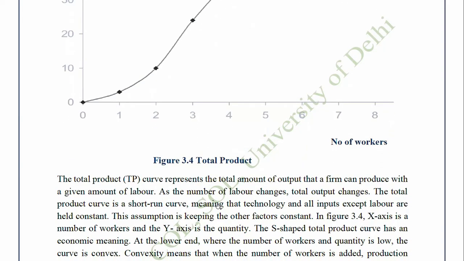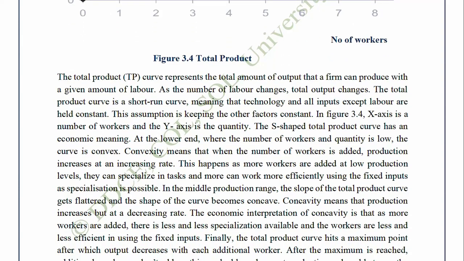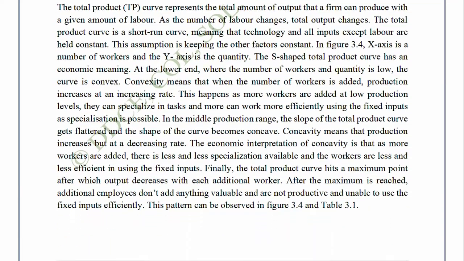The total product curve represents the total amount of output that a firm can produce with a given amount of labor. As the number of labor changes, total output changes. The total product curve is a short-run curve, meaning that technology and all inputs except labor are held constant. This assumption is keeping the other factors constant. In figure 3.4, the x-axis is the number of workers and the y-axis is the quantity. The S-shaped total product curve has an economic meaning.